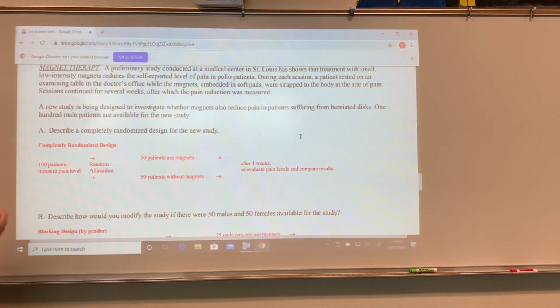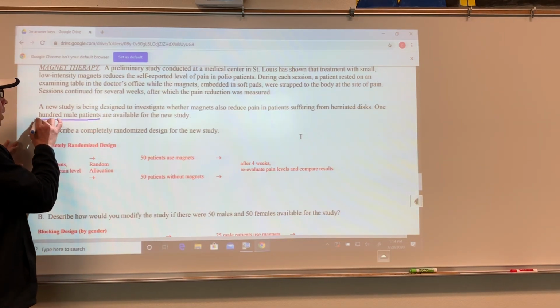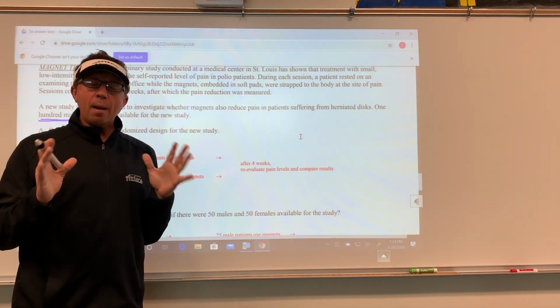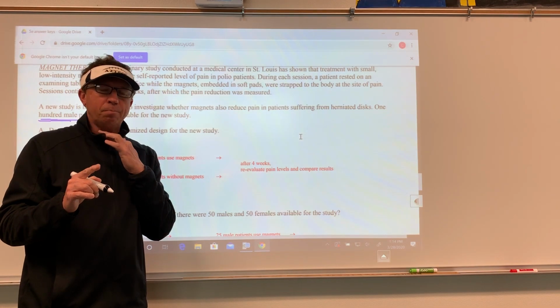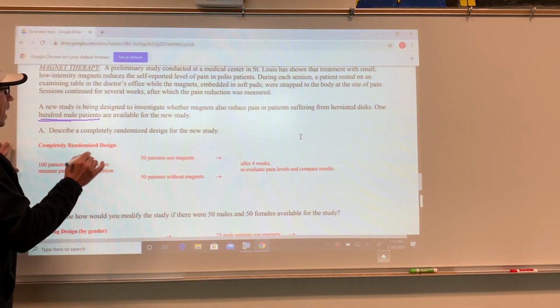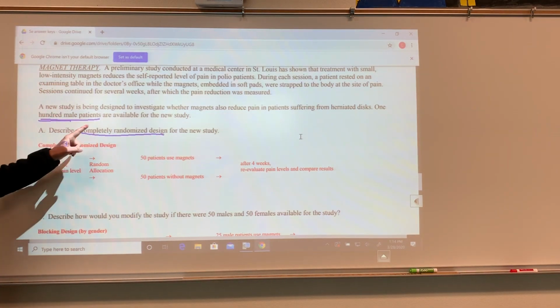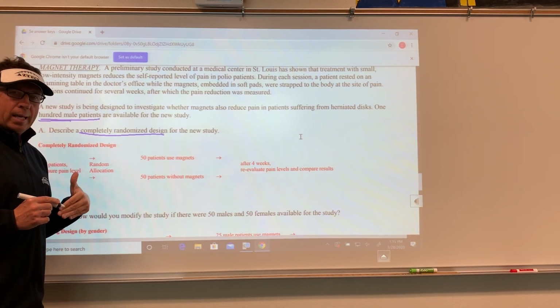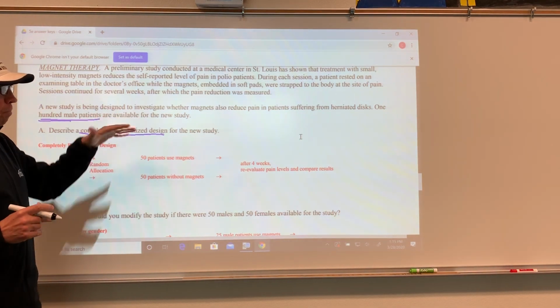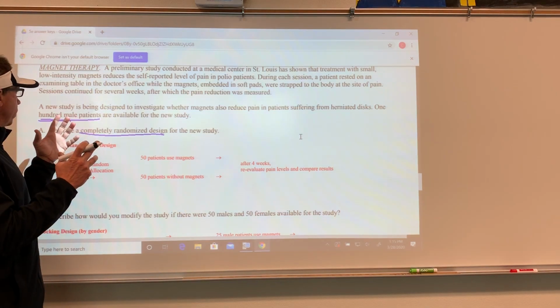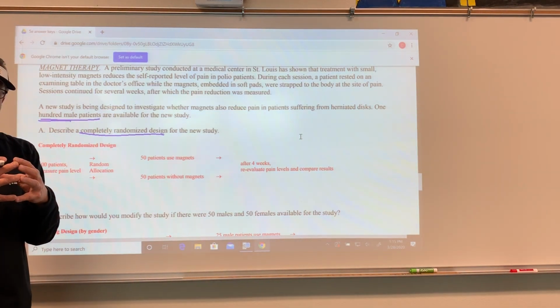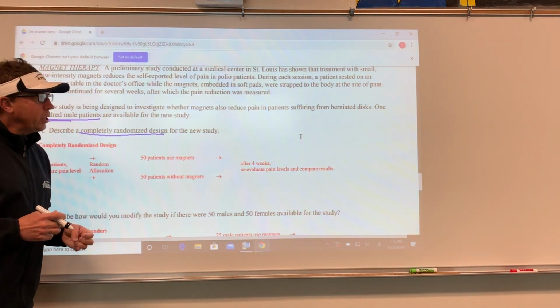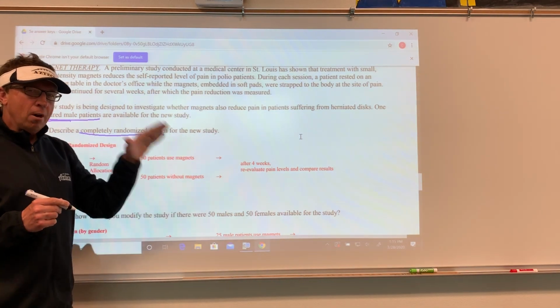A new study is being designed to investigate whether magnets also reduce pain in patients suffering from herniated discs. 100 male patients are available for the study. 100 males. They might be volunteers. Volunteers are not bad. Volunteer response is usually biased, but you often need volunteers for experiments. Design a completely randomized design. So this question makes the assumption that all these male patients are the same, probably in the level of pain they're suffering. They have self-reported probably the same amount of pain. Because in order to do a completely randomized design, we have to assume that the subjects are the same in the area that we're measuring. So I'm guessing the self-reported pain is the same for all 100 patients.